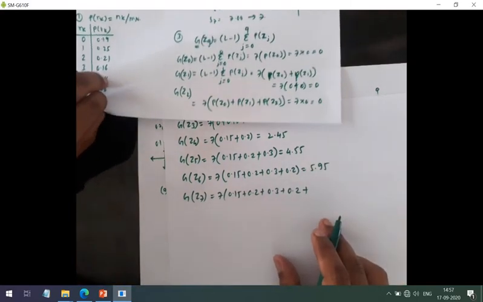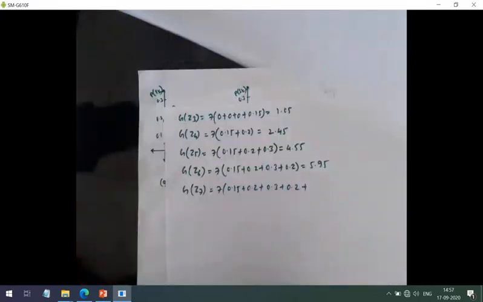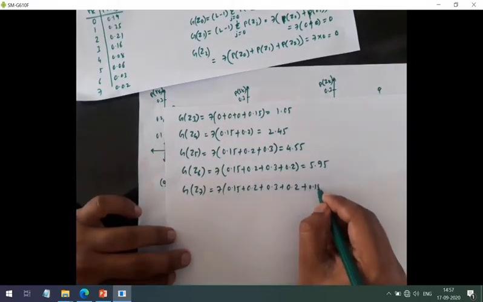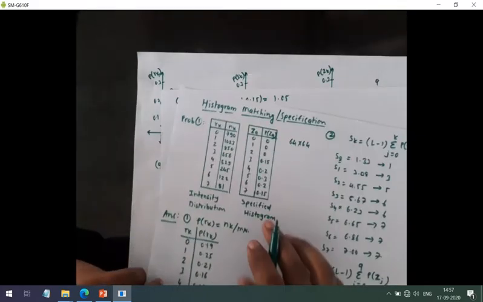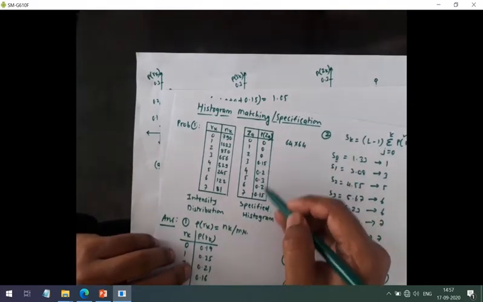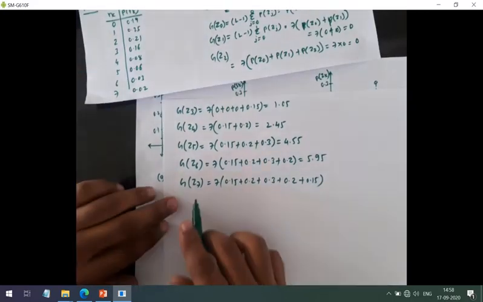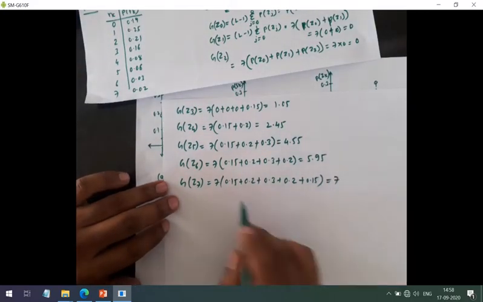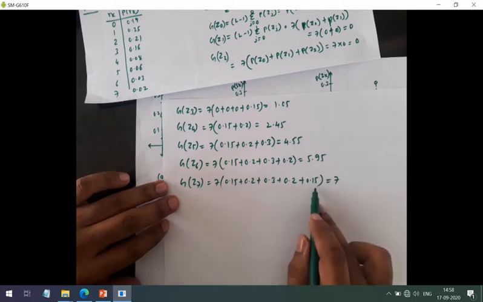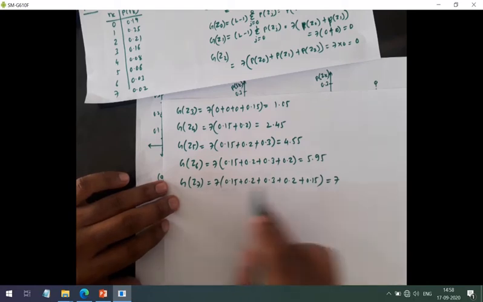Next value, which is 0.15. So now these are the probabilities, and their sum should be 1. So always at the last you will get 7 only. So the summation of this should be 1, into 7 will be 7.